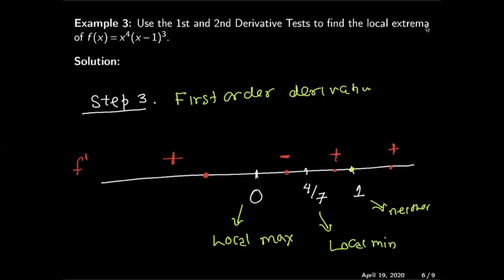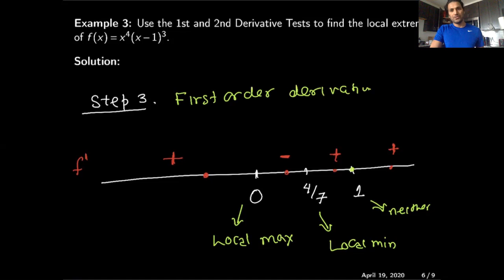So if your second order derivative test fails, you have to use the first order derivative test in order to make the conclusion about the local max or local min.